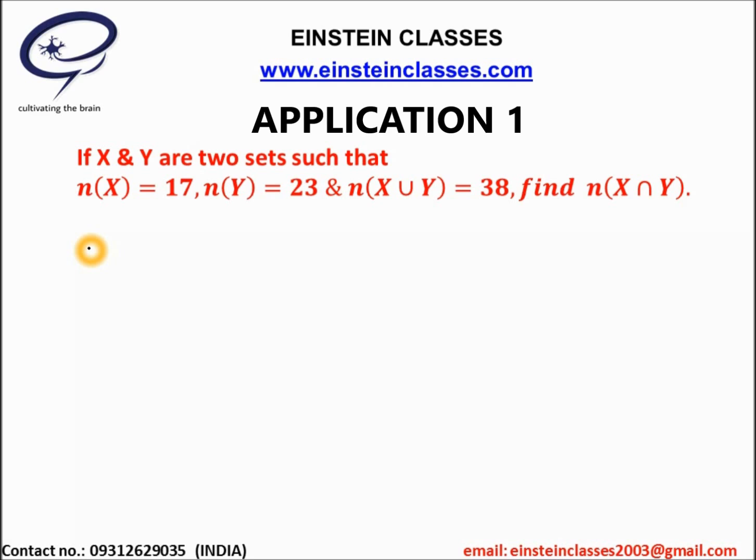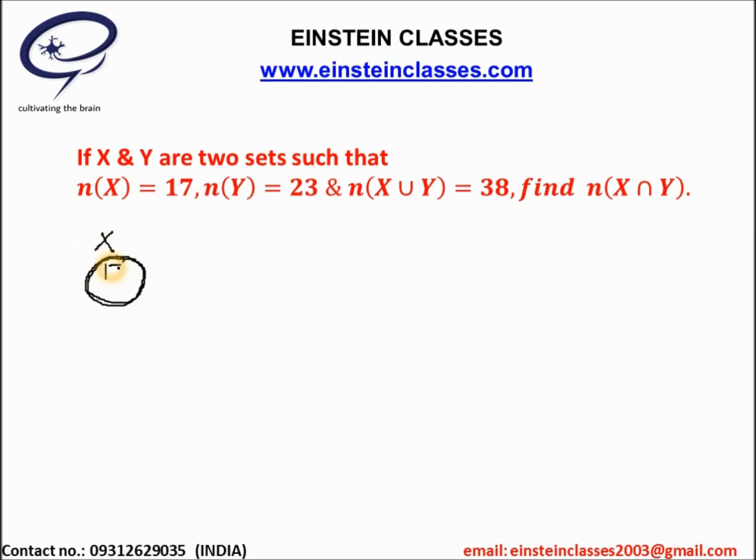Now we are going to discuss this problem. In this problem, the number of elements in the set X is 17. Another set is Y. This set Y has 23 elements. X union Y, this will be the complete one, and this one will have a total of 38 elements. Now we have to find the number of elements in the set X intersection Y.